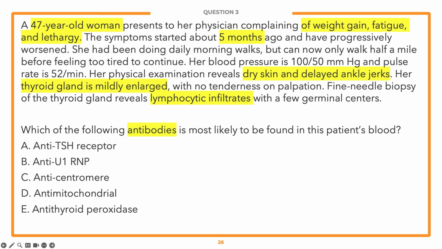Each of these is correlated with a different condition, and each is high yield in its own right. But in this situation, we have a patient with weight gain, fatigue, lethargy, a middle-aged woman with delayed ankle jerks, dry skin, an enlarged thyroid, and a biopsy that reveals lymphocytic infiltrates. I want you to think of the diagnosis for this patient, and you can drop it in the question box if you think of it, and think about what antibody we could see in that diagnosis. So take your time, think about this, and let's get this poll up and see if we can get this to work.